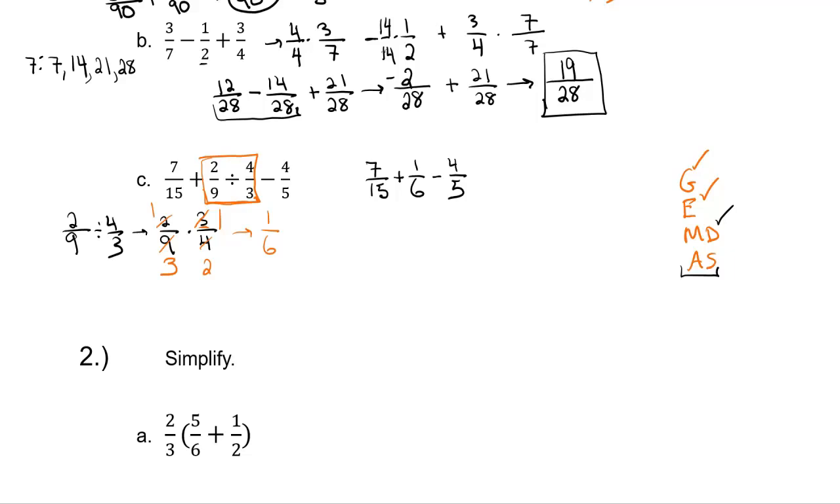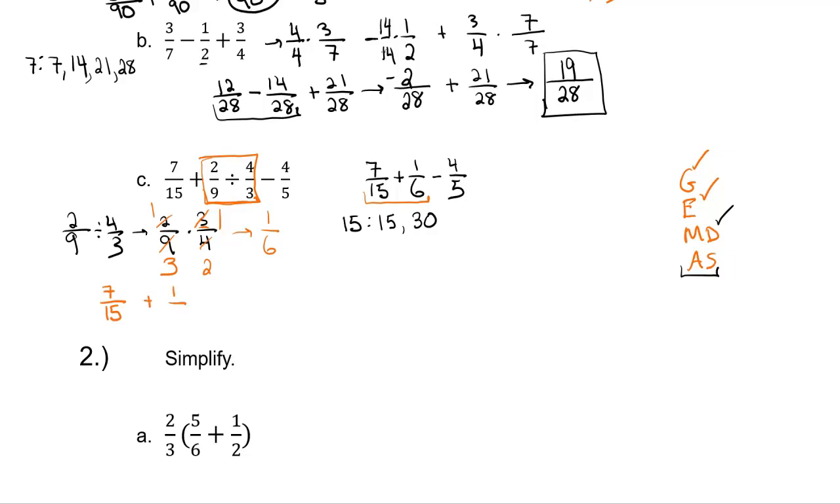Okay, so I have 15 as my largest denominator. 15 times 1 is 15. 15 times 2 is 30. Look at that. 6 and 5 both go into 30. So that is my common denominator. All right, so left to right, I'm going to start with those two, okay? So I'll just write it down here with a little bit more room.